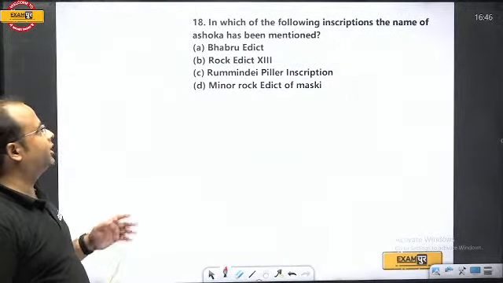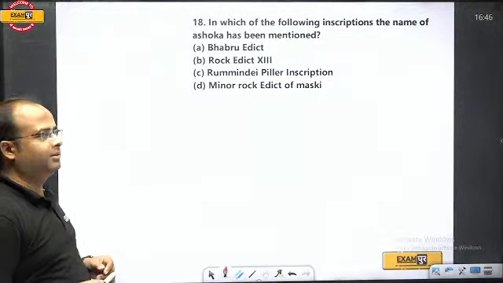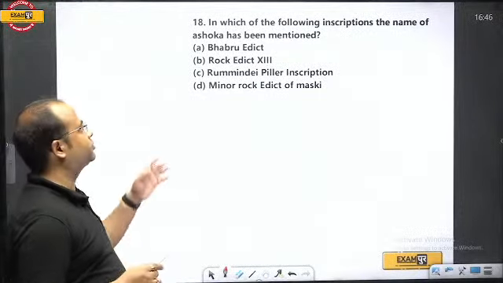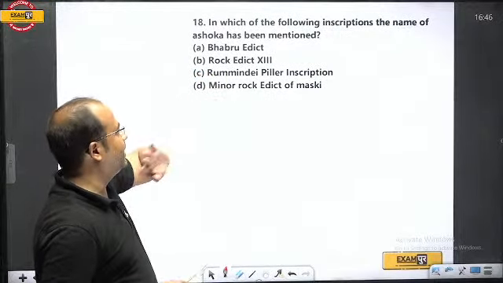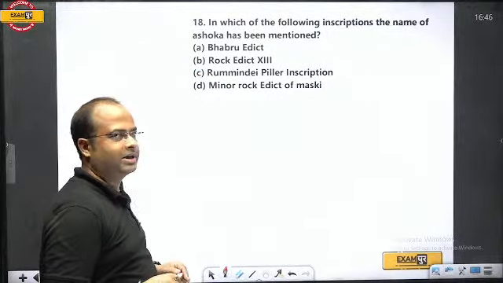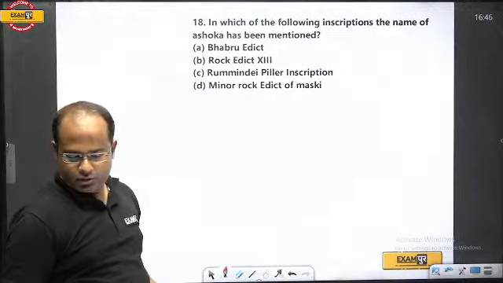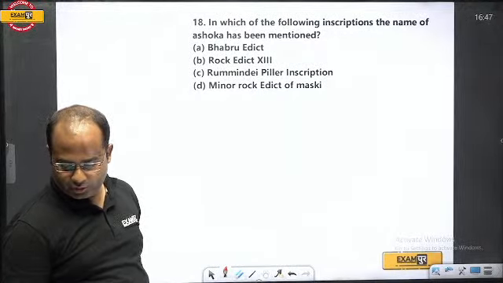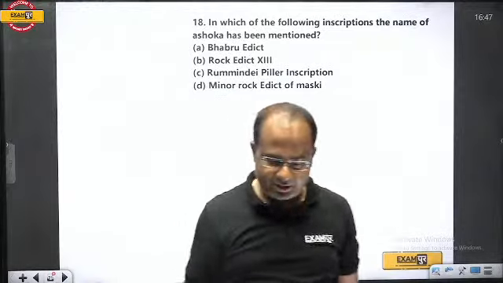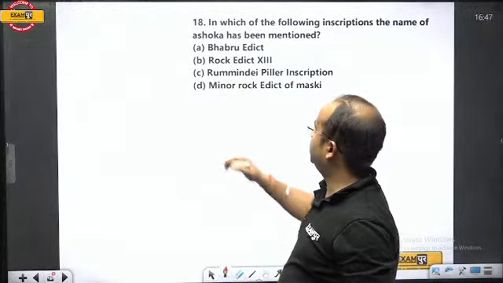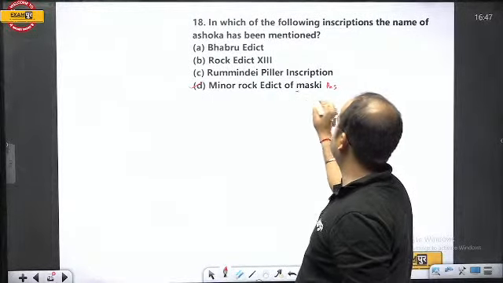Okay, now the question is, in which of the following inscriptions has the name of Ashoka been mentioned? Out of these inscriptions, Bhabru inscription, Rock Edict 13, Rumindei Pillar inscription, Minor Rock Edict of Maski, from where is the real name of Ashoka found? I have discussed this same question in the previous one itself. The real name of Ashok is found from the Minor Rock Edict of Maski, that is in Karnataka.